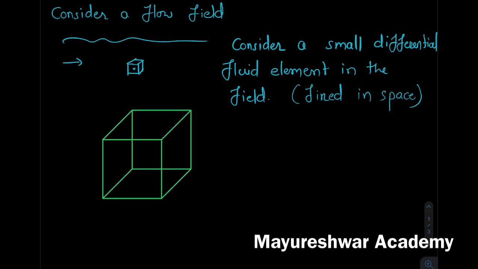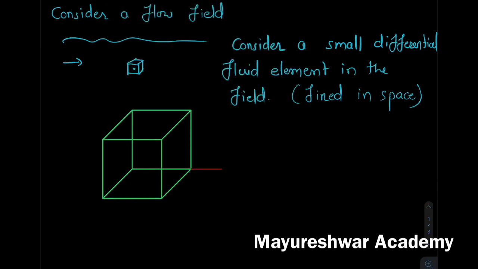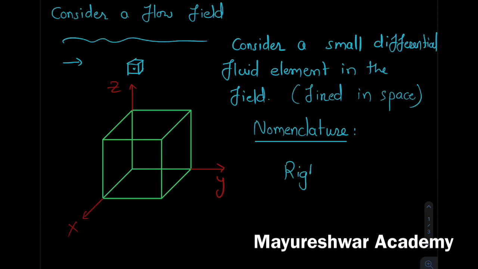So let us say this is the differential element in exaggerated form. Let us use a Cartesian coordinate system, right hand system. So this is y, x, and out of that is z. The nomenclature which we have used, as I have said, is a right hand coordinate system.